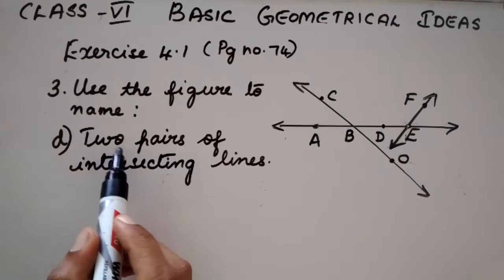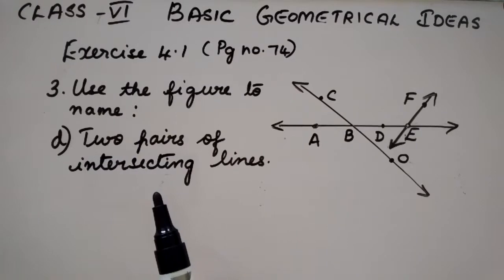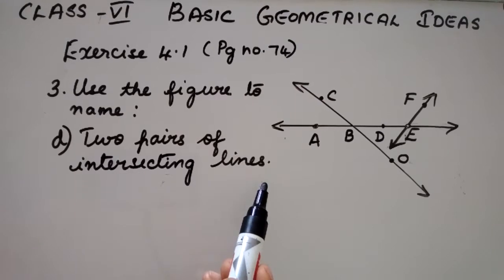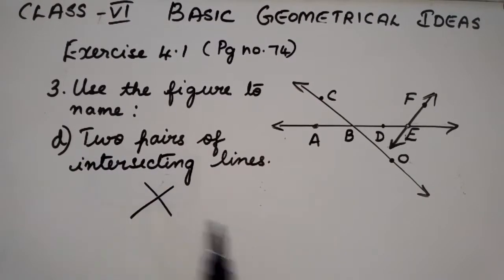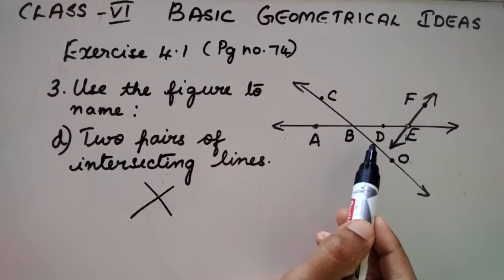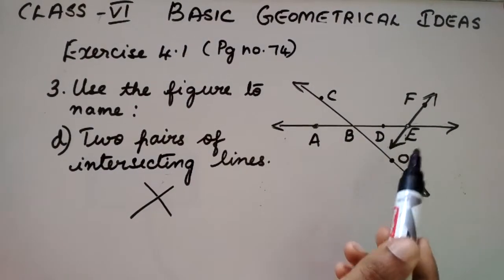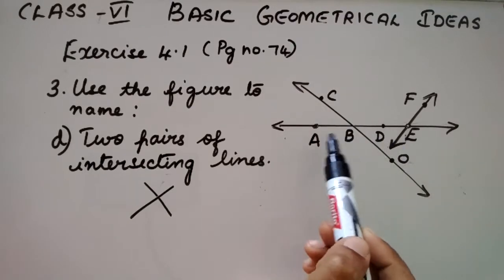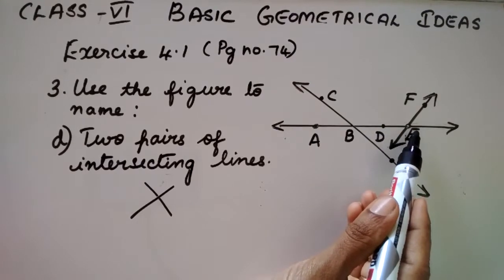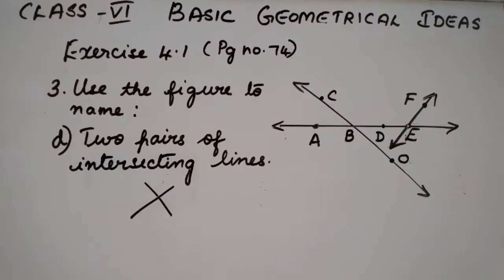The next question is two pairs of intersecting lines. So now what are intersecting lines? Intersecting lines are those lines which cross each other. So in this figure, which lines cross each other? The lines which cross each other are, the one is this line, that is the line AE and the line OC. They both cross each other, isn't it?